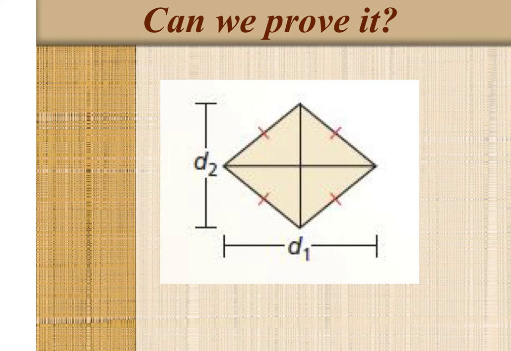Do you guys remember what happens in a rhombus? What's true about their diagonals? Gabby? Excellent, they're perpendicular. So draw a perpendicular mark right there, okay?